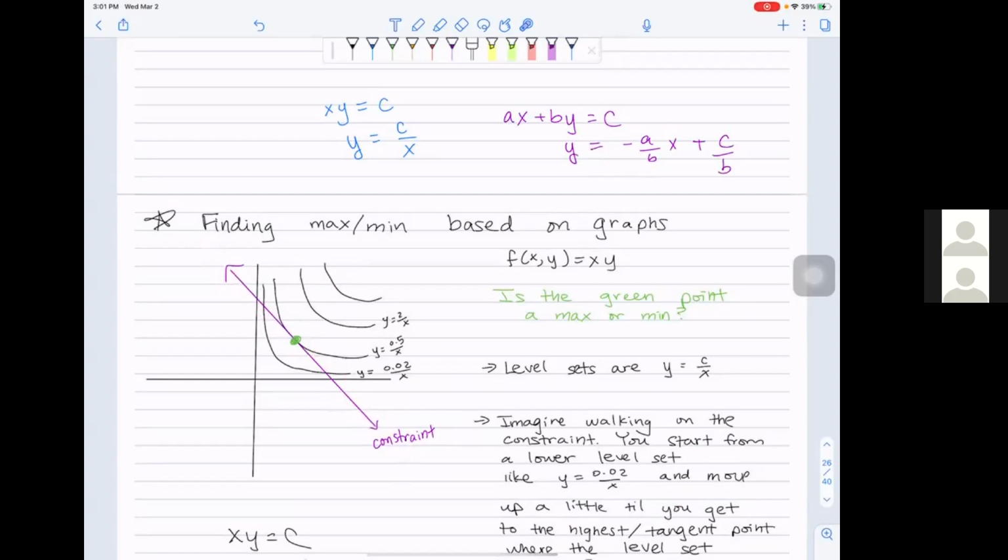And if you imagine walking on this line constraint, you see that first you touch this level set. So you touch the y equals 0.02x level set here. Then you keep walking along the constraint and you get to the y equals 0.05x level set. And then you keep walking along the constraint, you get back to this 0.02 level set. So you went from a lower level set to a higher level set to a lower level set. So this is a max. Okay, any questions on that?